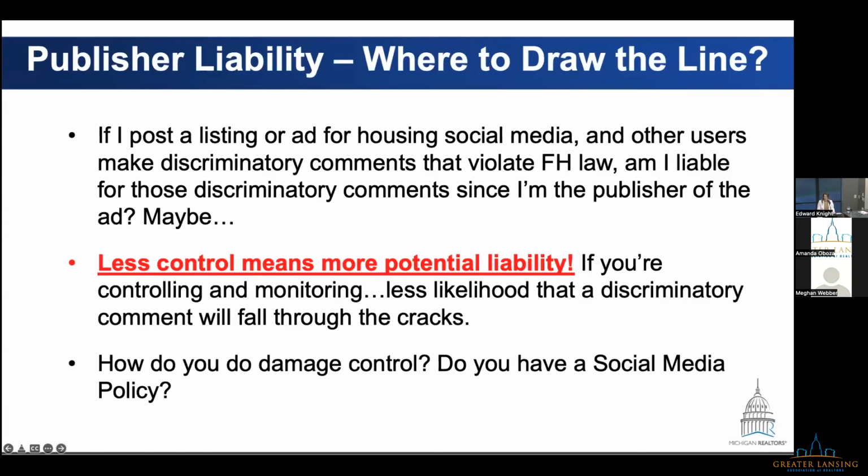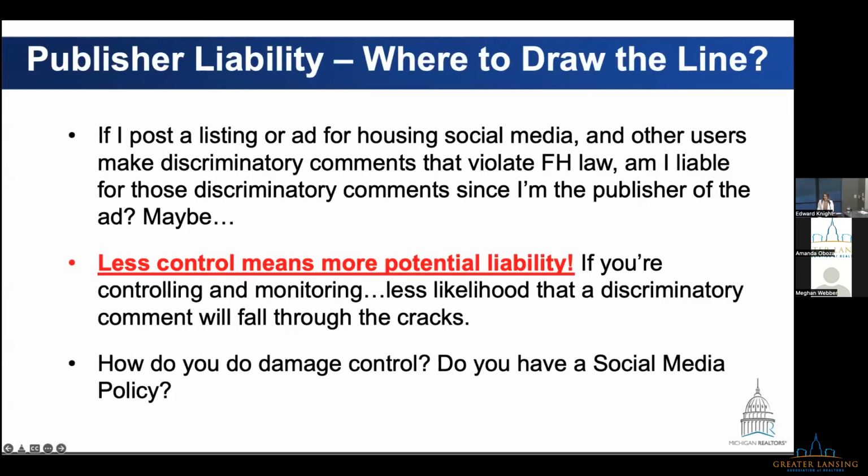As a general rule, websites have immunity from publisher liability for the things that third parties post to their websites, unless, of course, like Facebook, that website is doing something to engage in or to facilitate that bad behavior from the third parties. But normal people, like real estate agents, like brokerages, we don't have that publisher's liability immunity. So the question that has been posed is, if I post an advertisement or a listing on social media, and then other users make discriminatory comments in the comment section of what I post, am I going to be liable for, say, fair housing violations in those comments because I'm the one who published that original post?